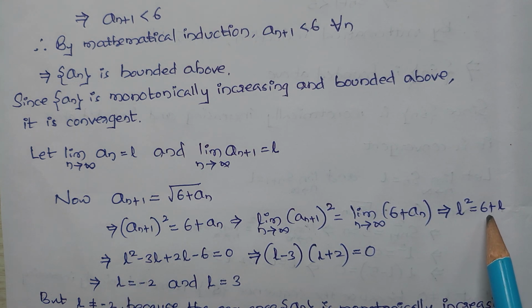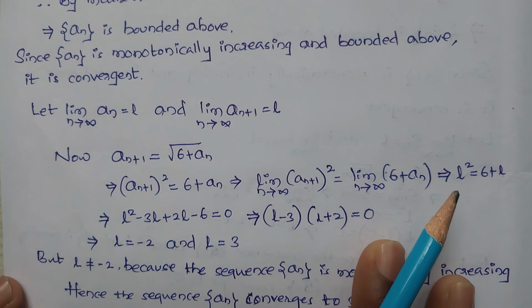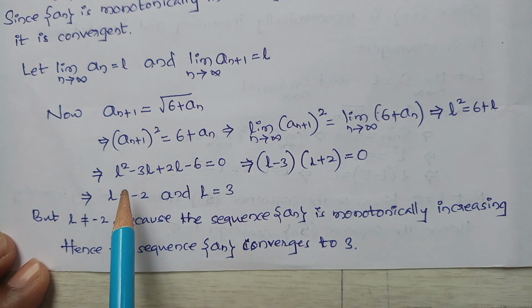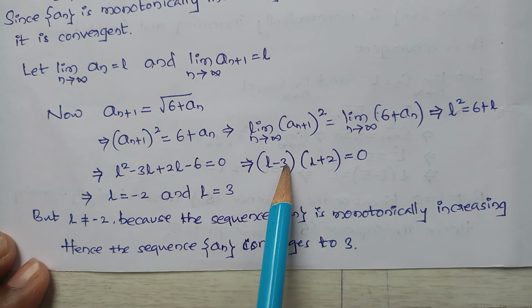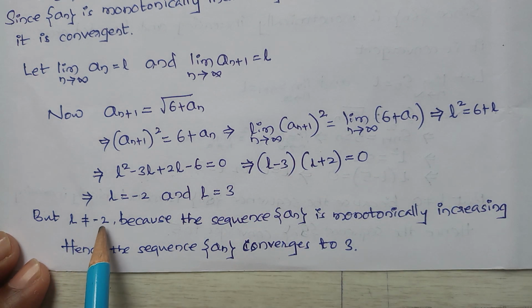That implies L square minus L minus 6 is equal to 0. So L square minus 3L plus 2L minus 6 is equal to 0, because minus 3 into 2 is minus 6. Taking common factors, this follows as (L minus 3) times (L plus 2) equal to 0. Therefore either L is equal to minus 2 or L is equal to 3. But L is not equal to minus 2 because the sequence is monotonically increasing. Hence the sequence an converges to 3.